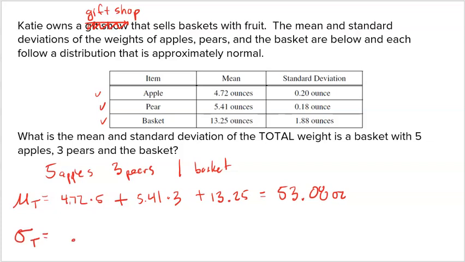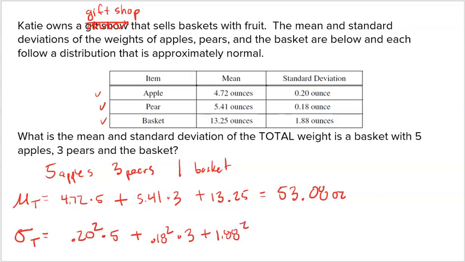Now, once again, I need to work with variance. So the variance for 1 apple is 0.2 squared. But I got 5 apples, so I got 0.2 squared, 0.2 squared, 0.2 squared, 0.2 squared, 0.2 squared, multiplied by 5 to make it a little bit easier. Then I have 0.18 squared. That's the variance for a pear. And I got 3 pears. So I got 0.18 squared, 0.18 squared, 0.18 squared for my 3 pears. And then I got the basket, which is 1.88 squared.